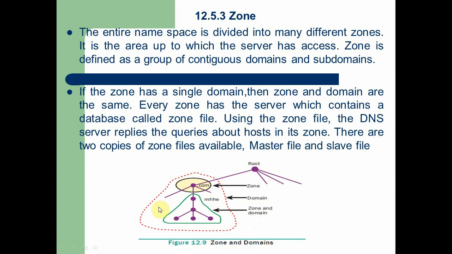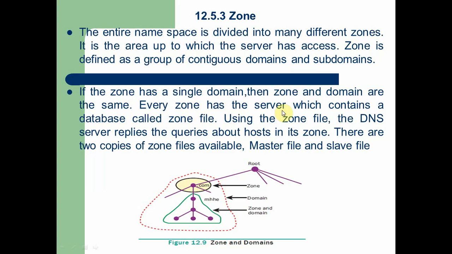From the root, each and every organization is called a zone, and each and every name of the organization is called a zone. A zone may consist of another subzone. Every zone has a single domain. Then the zone and the domain name are the same.